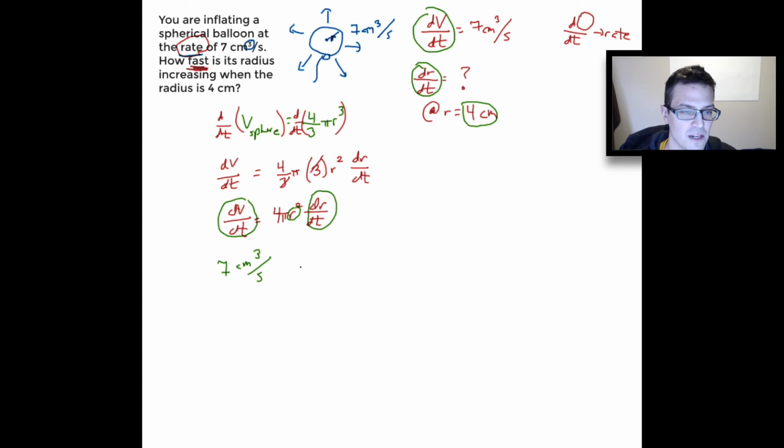So 7 cubic centimeters per second is equal to 4 pi times r squared. The r that we're looking for is 4 centimeters, so I'm going to write 4 centimeters in here. And then it's squared times dr over dt.